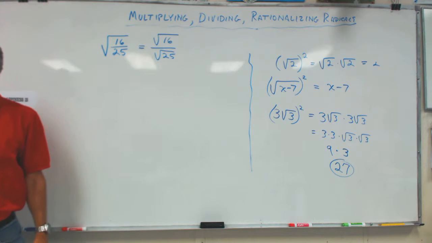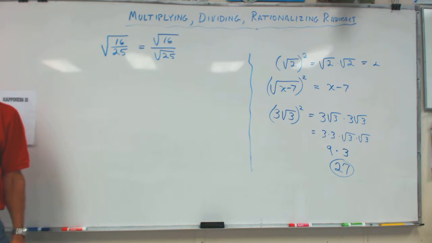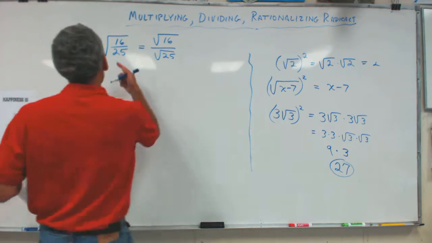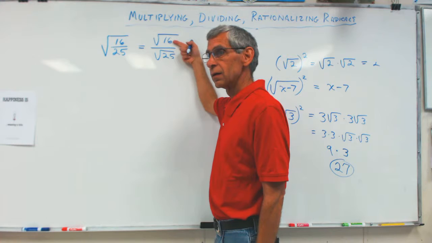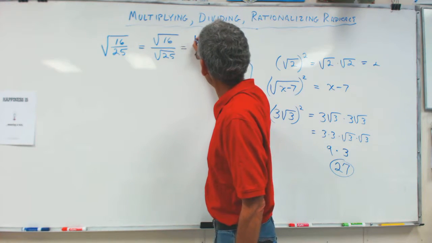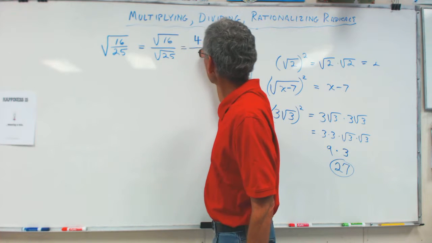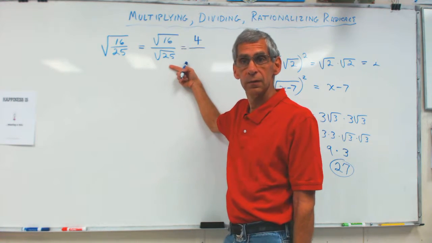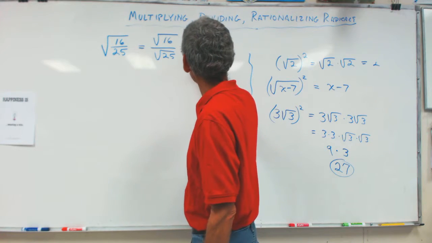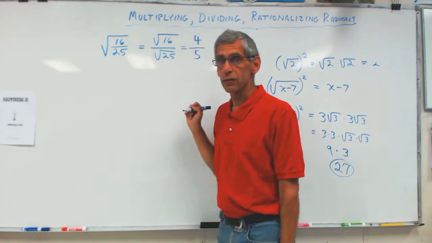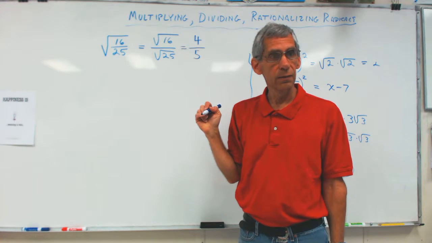Are we going to have these on our homework? Yes. But these are easy because look, what is the square root of 16? This is a perfect square. 4. So immediately I simplified the numerator. What about the denominator? The square root of 25 is 5. So your answer is 4/5. Easy? Piece of cake?